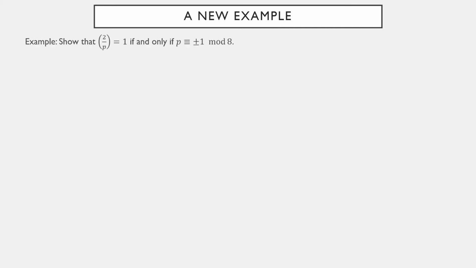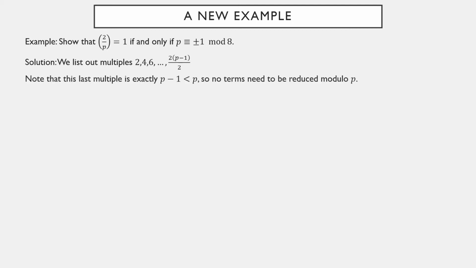And now let's look at a new example. Show that the Legendre symbol (2/p) is 1. In other words, 2 is a quadratic residue mod p, if and only if p is plus or minus 1 modulo 8. So list out all your multiples. Observe that the last multiple is exactly p minus 1. So the multiples got bigger and bigger and bigger until they hit p minus 1, and then I stopped. So none of the multiples were actually p or larger. So I never needed to do any reduction mod p.